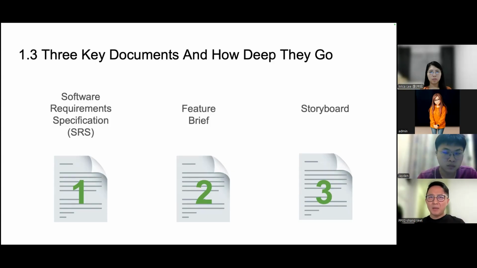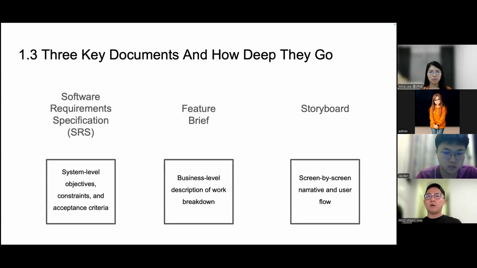So looking at all these names, maybe they are very strange to you, but let me help you understand from a more layman's perspective, right? The SRS is basically just a very high level requirements, high level expectation of the product you want to build. And the feature brief is also pretty high level, a business level description of the thing you want to build.